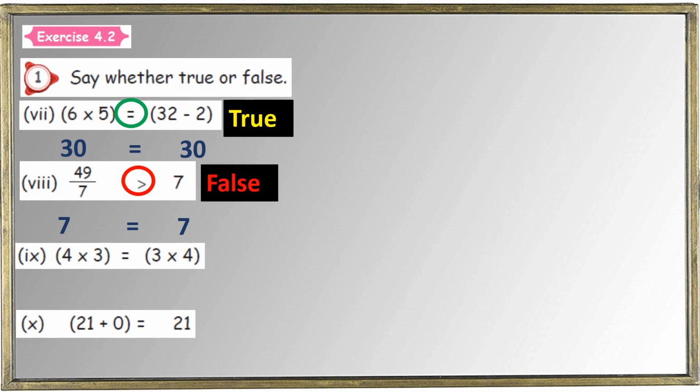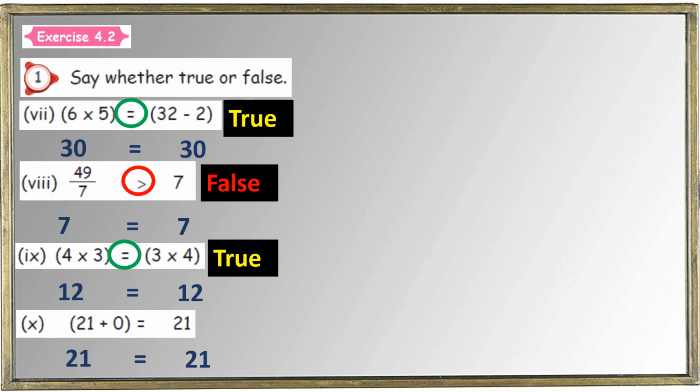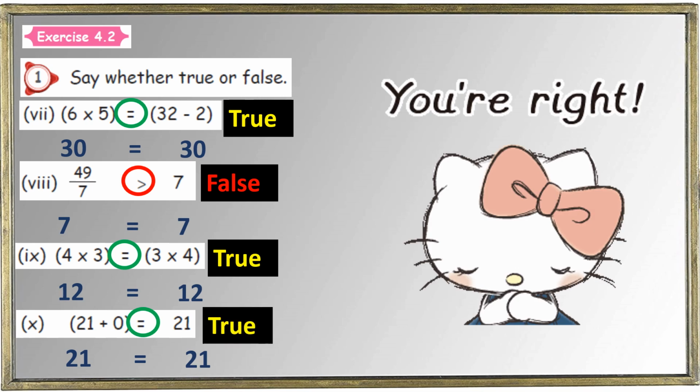Ninth one, 4 into 3 is equal to 3 into 4. From the question itself, you can write the answer. 4 3s are 12, and on the right side 3 4s are also 12. That we know very well. So both sides are equal, and they have given the equality symbol. Then the answer is true. 10th one, 21 plus 0 is equal to 21, and the right side is 21 only. So both sides tally, and they have given the correct equal to symbol. So the answer is true.